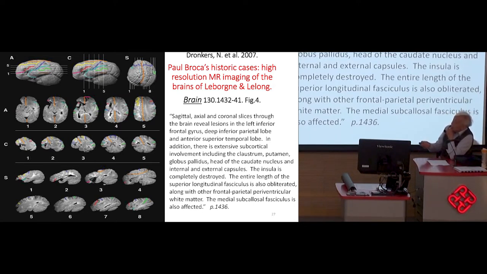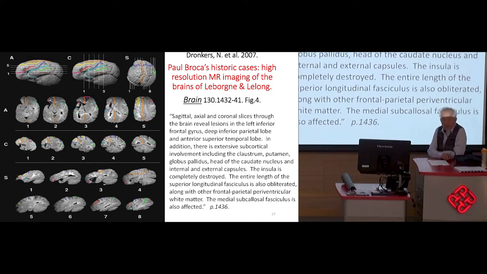So these slices reveal lesions in the left inferior frontal gyrus, that's what Conker said, deep inferior parietal lobe, and anterior superior temporal lobe. All of the lobes were damaged. In addition, there's extensive subcortical involvement. We didn't talk about all of the very important clusters of neurons subcortically, including the claustrum, putamen, globus pallidus, head of the caudate nucleus, and so on and so on.